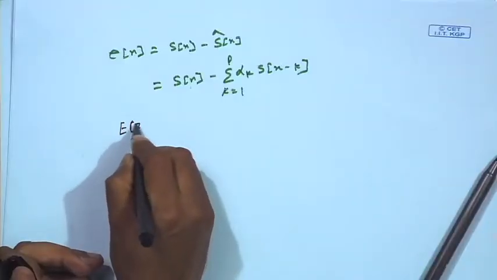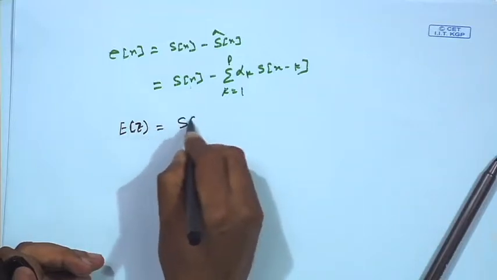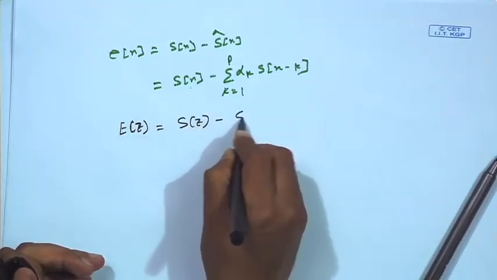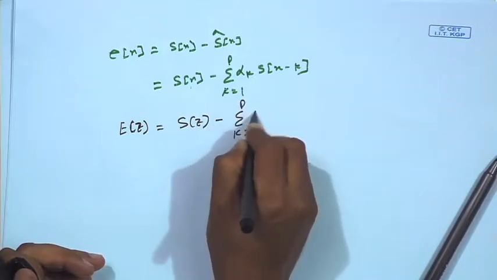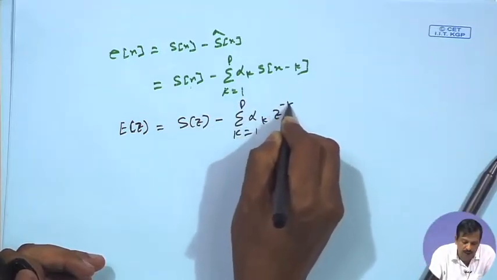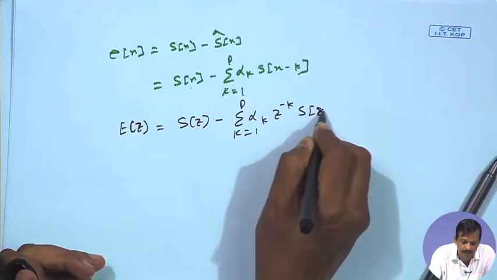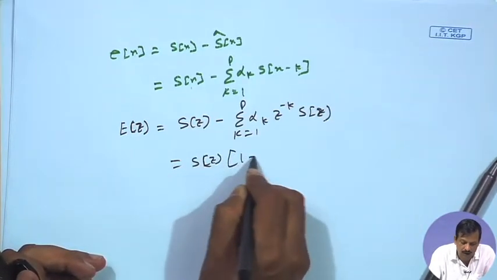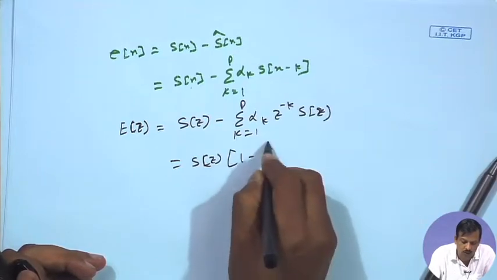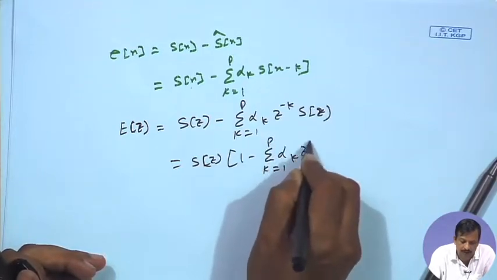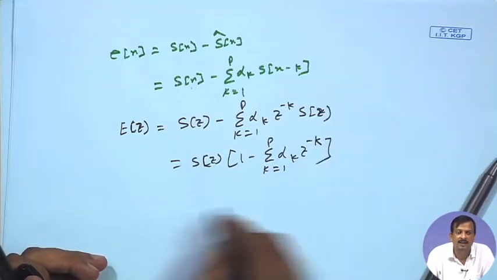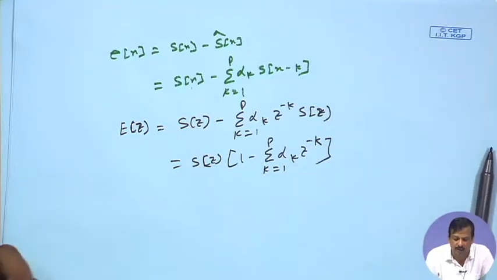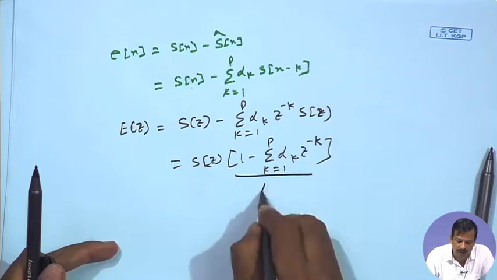In the z domain, E z is nothing but S z minus the sum from k equal to 1 to p of alpha k z to the power minus k times S z. So, I can say S z times 1 minus the sum from k equal to 1 to p of alpha k z to the power minus k. Let us write that the portion with alpha k times z to the power minus k is nothing but A z.